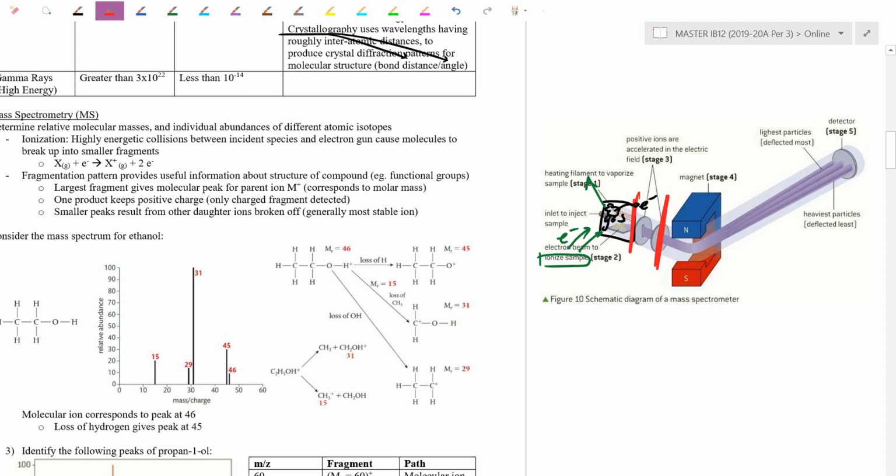Now that everything is a positive charge having lost an electron, I can put the negative plate and positive plate here. I can give it some directionality. It's going to be sent through the device. I'm going to quickly scan through a bunch of magnetic field settings.